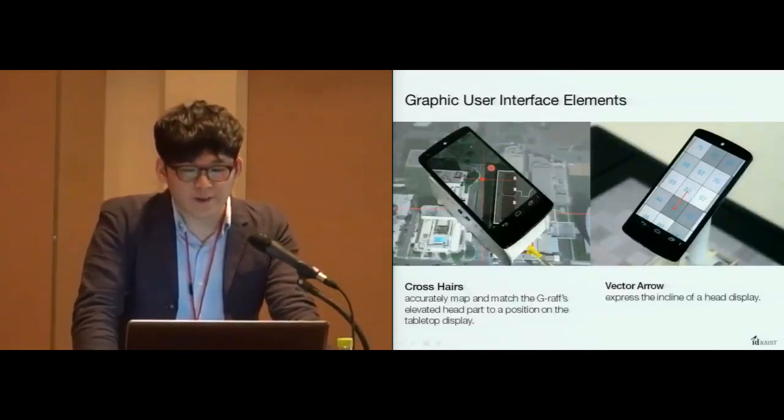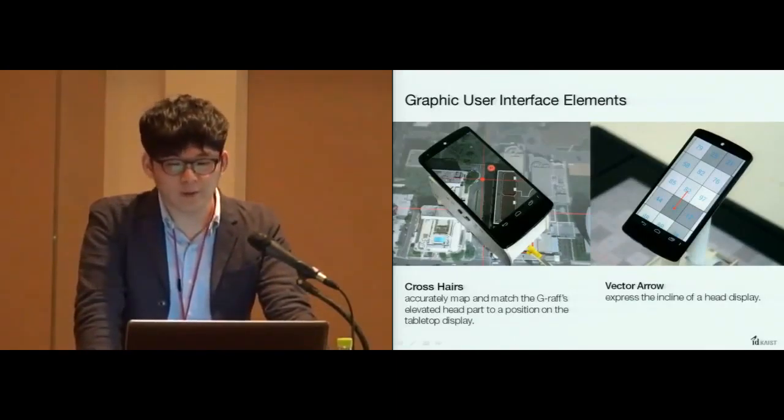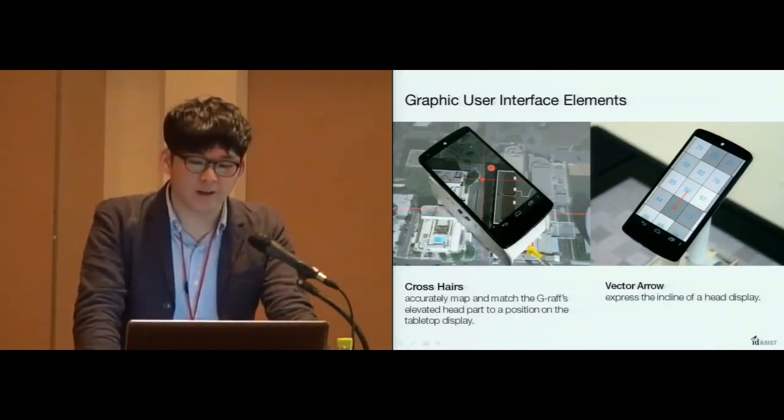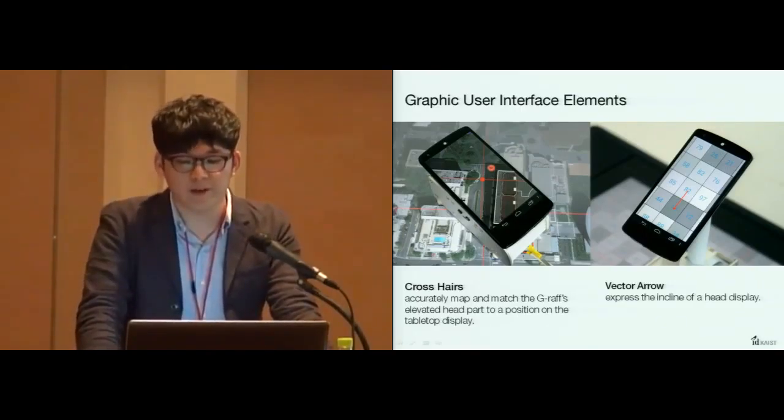Some graphical user interfaces had to be considered when coupling the two different displays. Pointing crosshairs were adopted to accurately map and guide the elevated display to the tabletop display. A vector arrow was drawn to express the incline of the head display.